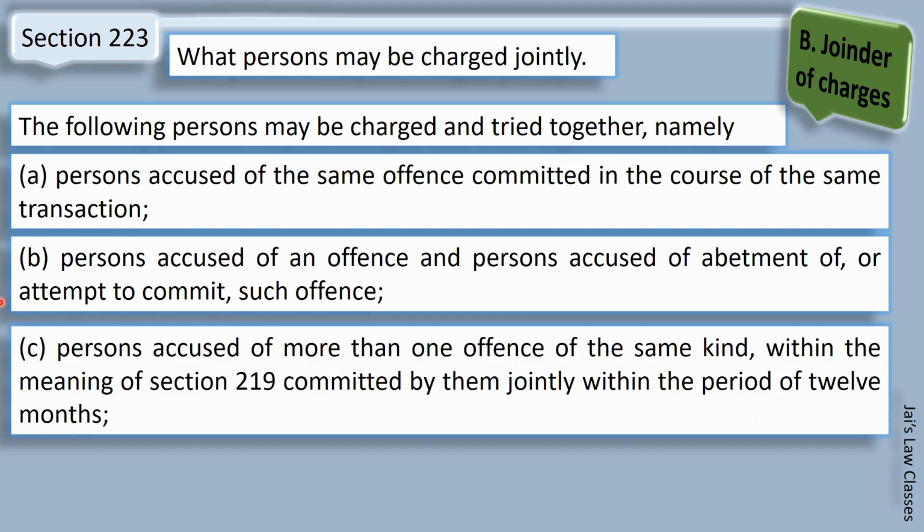Third thing it says, C part, person accused of more than one offense of the same kind, within the meaning of section 219, committed by them jointly within the period of 12 months. Means all those people will be tried together even if they have committed the offense after a huge gap, but within the period of 12 months.